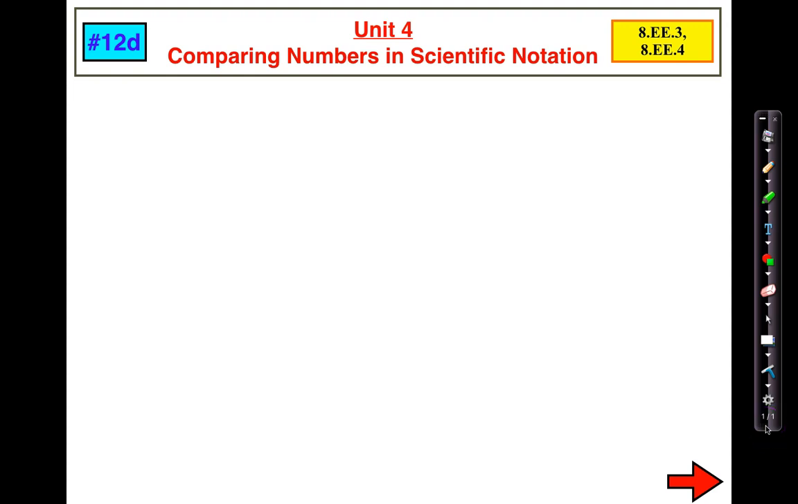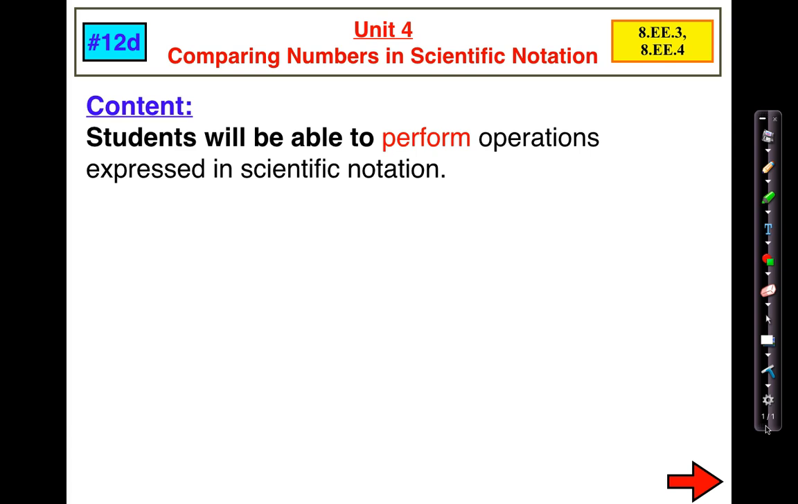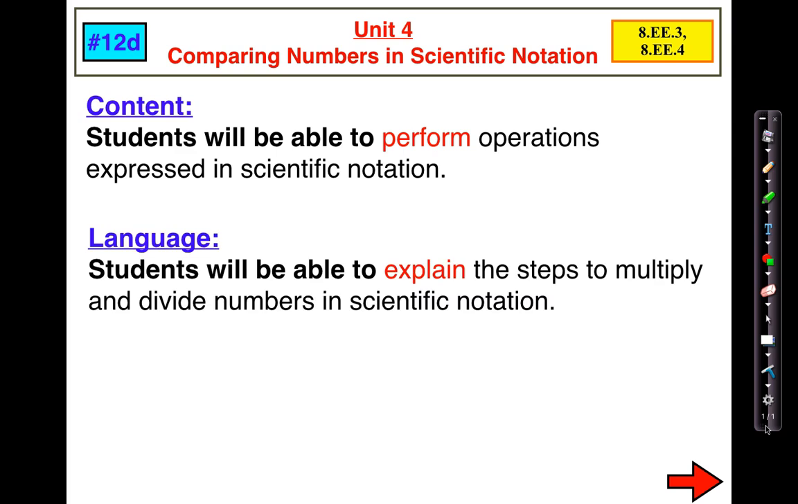Welcome back. Today we're going to be working on 12D, which is comparing numbers in scientific notation. Content objective is students will be able to perform operations expressed in scientific notation. Language objective is students will be able to explain the steps to multiply and divide numbers in scientific notation.